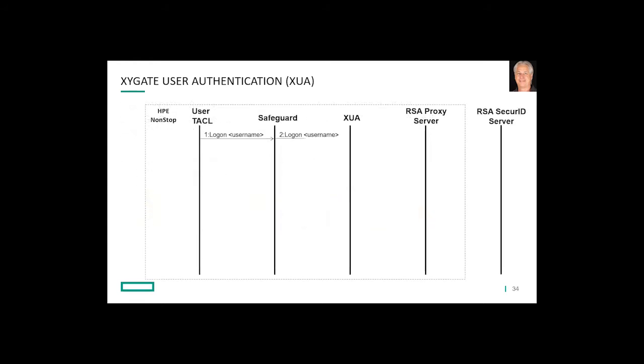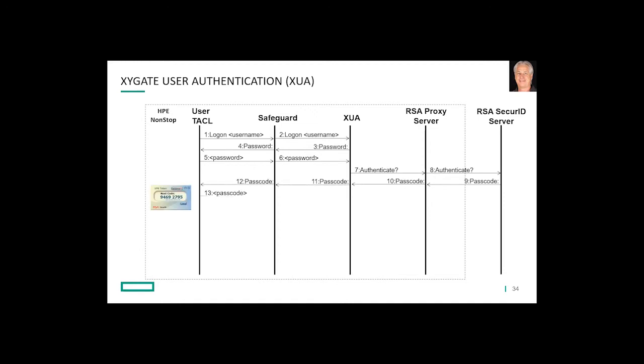This diagram shows the authentication dialog between Tackle, Safeguard, XUA, RSA Proxy Server, and the RSA Server. In this example, the correct NonStop password and RSA passcode are required to log on. The RSA passcode may include both a PIN and token code. The token code is generated by an RSA app that runs on your smartphone or laptop.